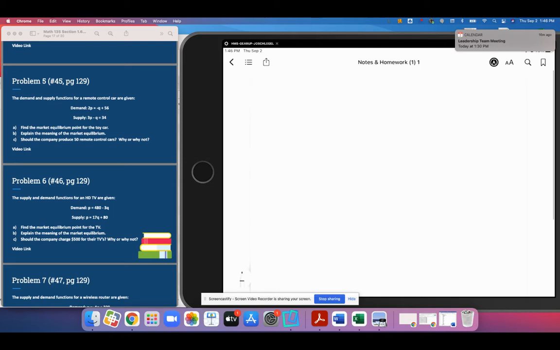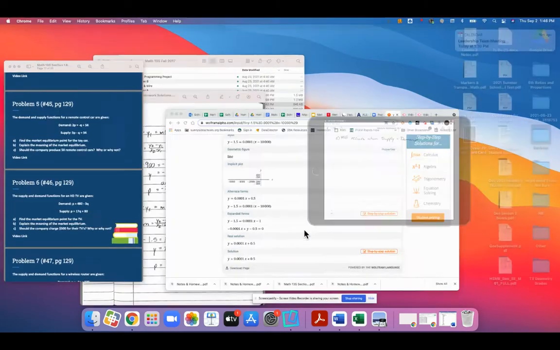And so as we've done before, to find market equilibrium, and this is number 5, market equilibrium occurs when supply is equal to demand. So using Wolfram, we're just going to set those equal to each other and see what we get.